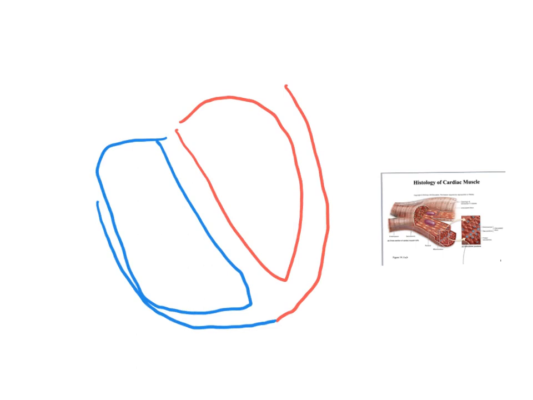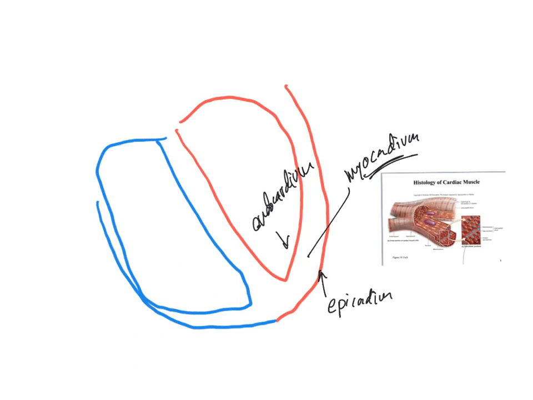What is technically bigger? The myocardium, right? Remember the myocardium is that, and then out here, what's this layer of the heart? That's the epicardium. And in here, the inside layer is the endocardium. But we're going to be talking about the myocardium today because that is what is going to do the contraction.